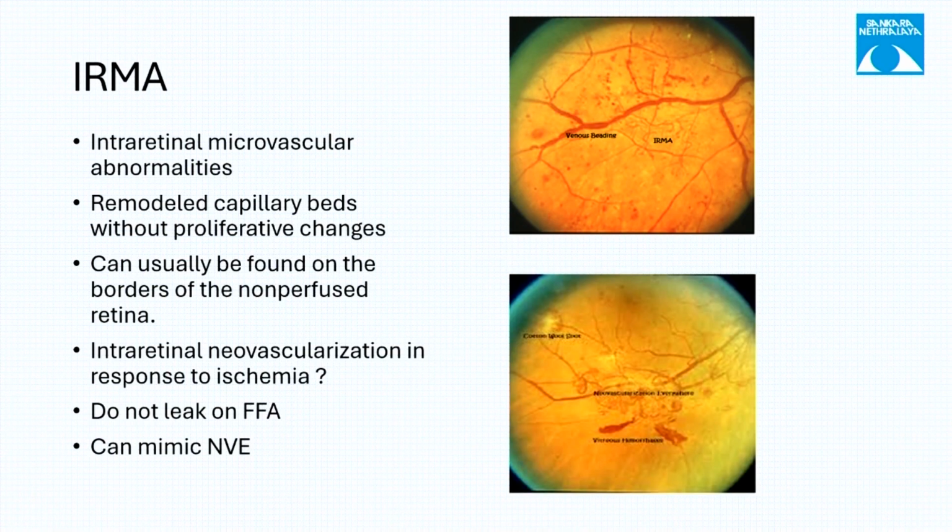And IRMA, these are intraretinal microvascular abnormalities, believed to be either dilation of pre-existing capillaries or intraretinal neovascularization, and these are also a significant risk factor for progression to proliferative diabetic retinopathy. Important to know that they do not leak on fluorescein angiogram, but clinically they may mimic new vessels. Here you see IRMA, which is just running between the vessels, whereas new vessels cross the vessel, they run on the surface. So that's how you differentiate.